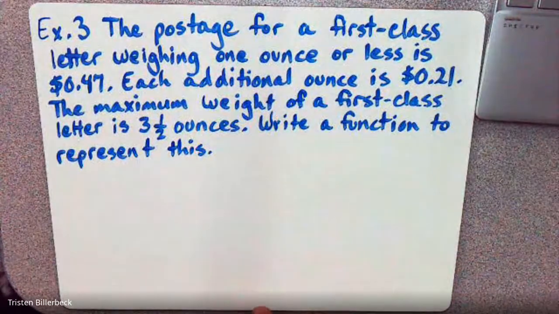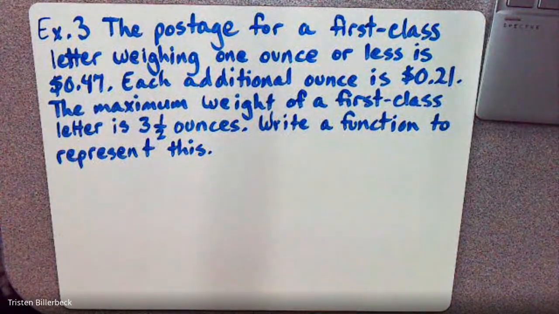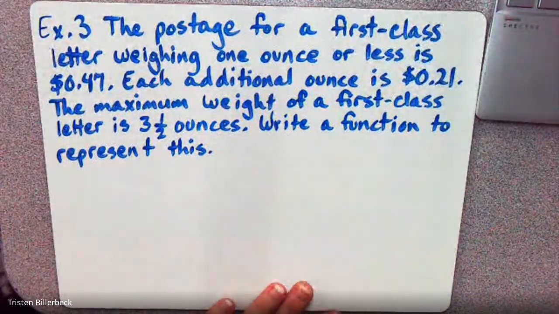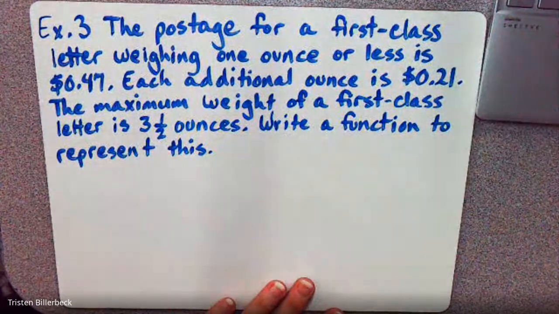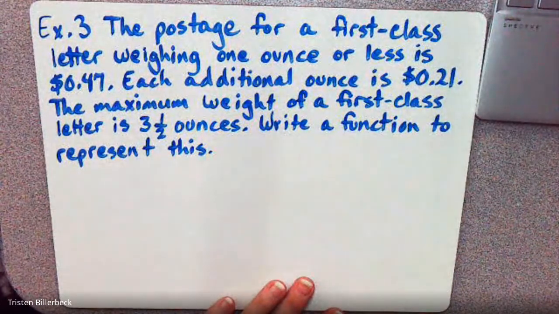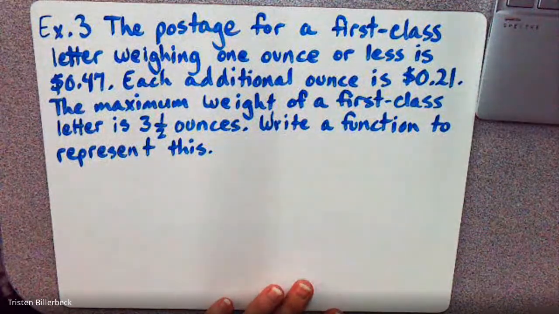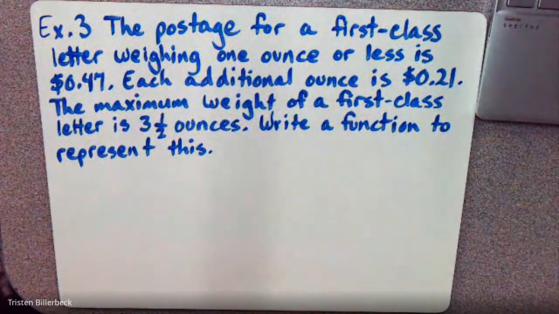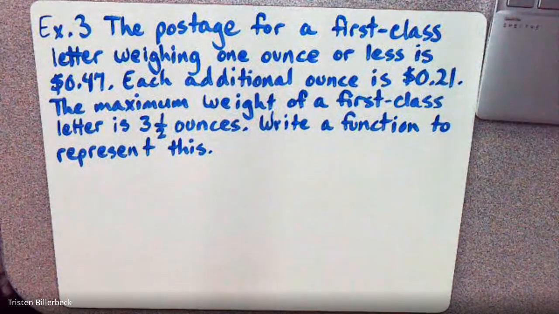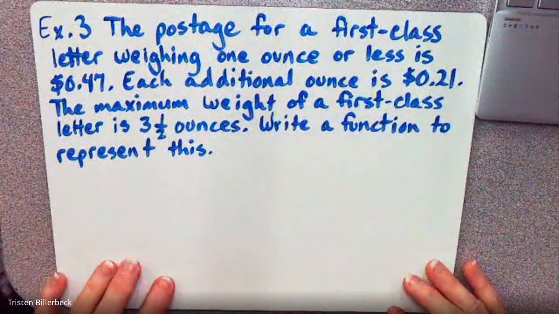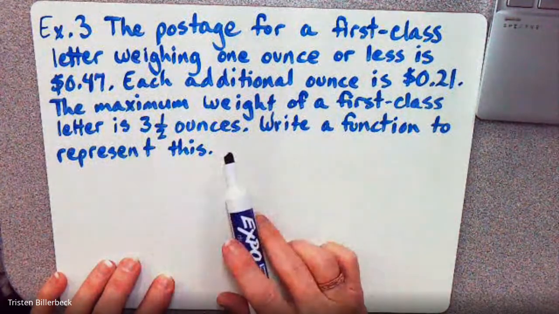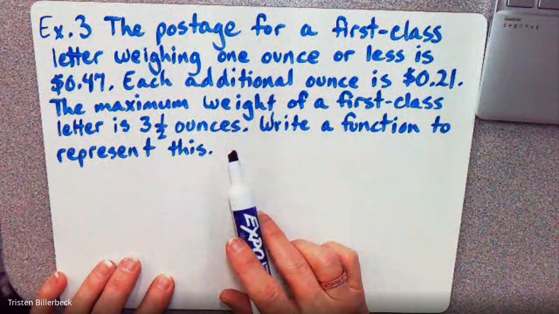We will always send packages one way or the other. So we'll be paying postage, whether it's UPS, FedEx, or the US Postal Service. So the postage for a first class letter weighing 1 ounce or less is 47 cents. Each additional ounce is 21 cents. So the maximum weight of a first class letter is 3.5 ounces. So that's good to know your boundaries.